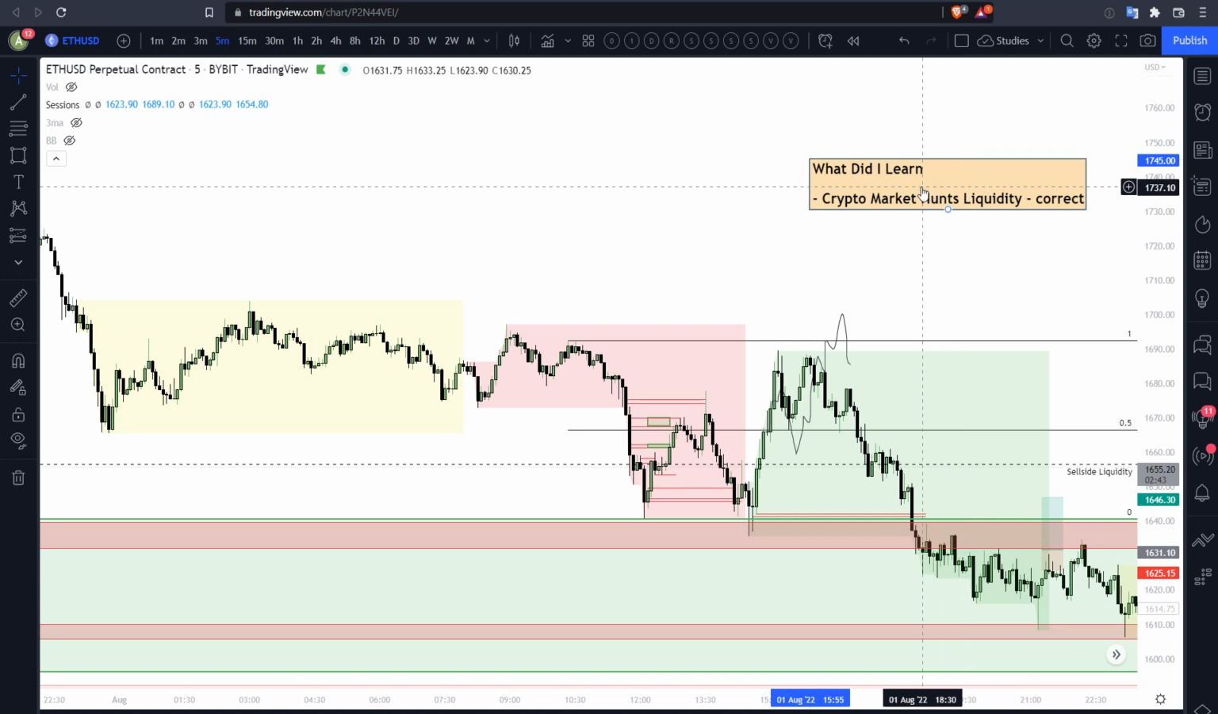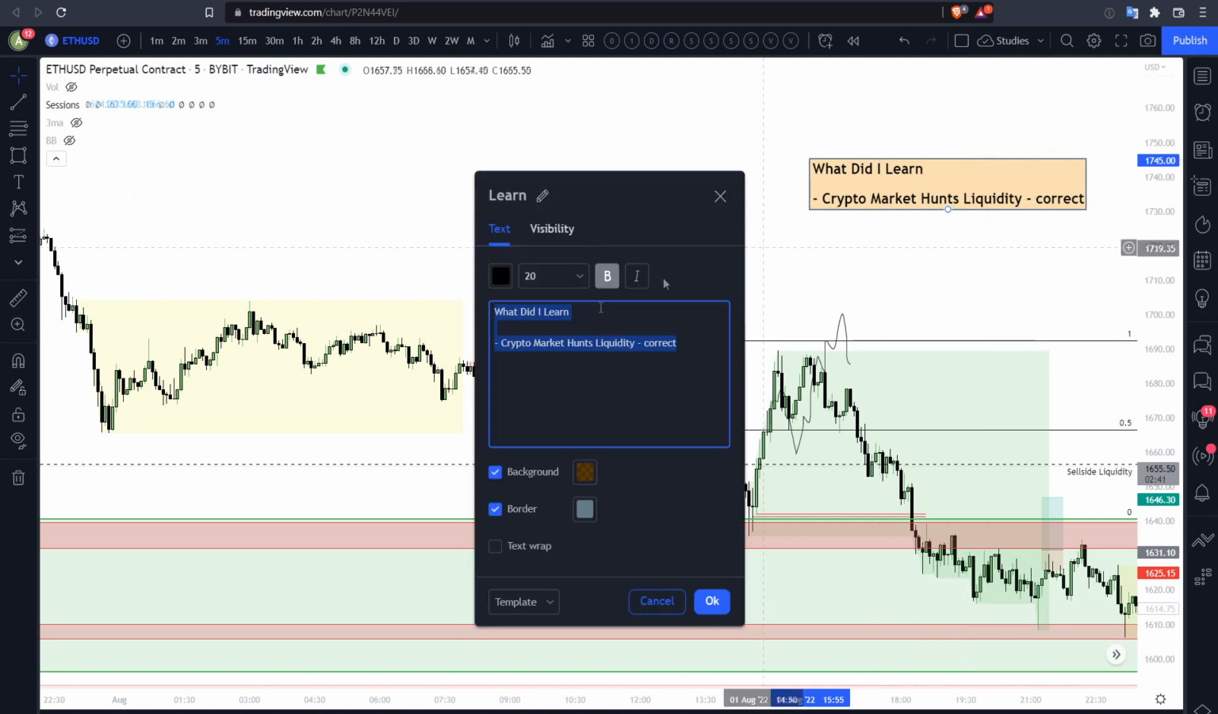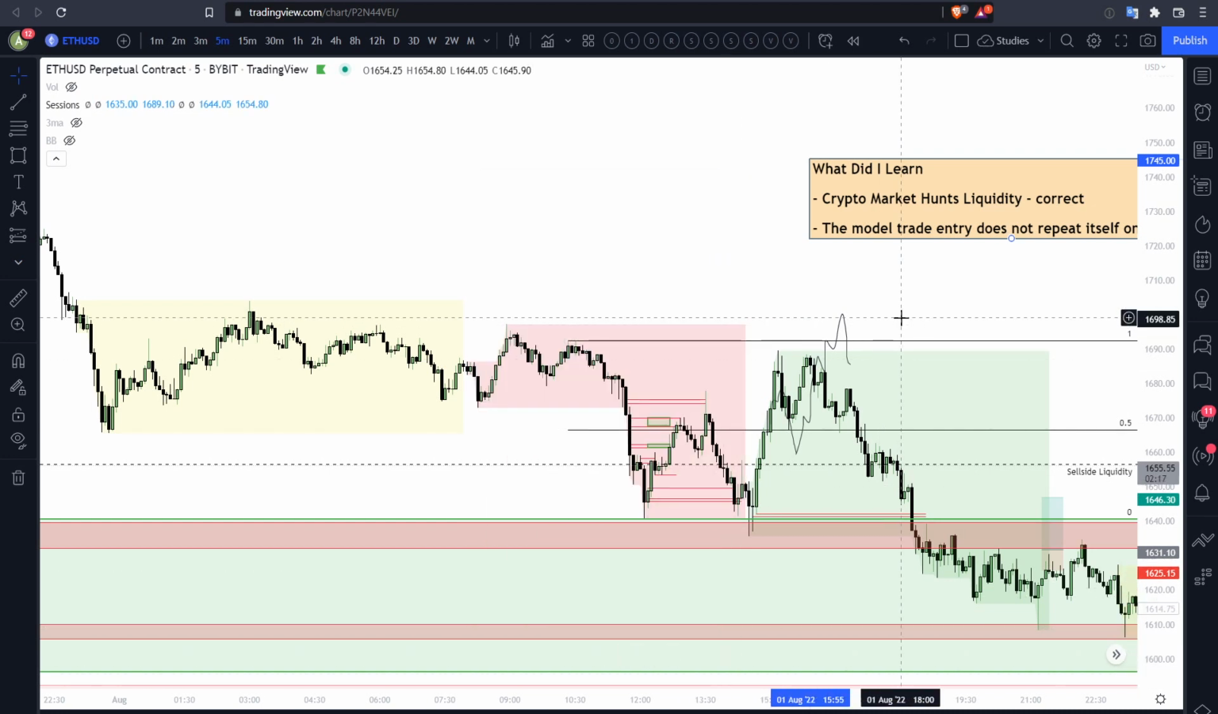So, crypto market hunts liquidity, that's correct. The model trade entry does not repeat itself on ETH chart.